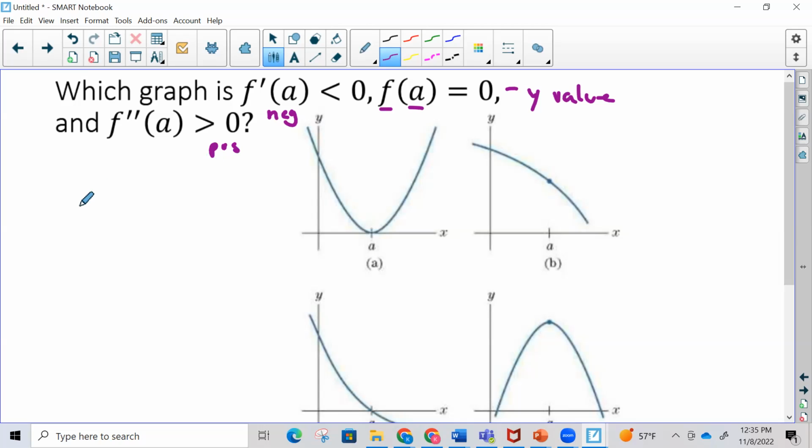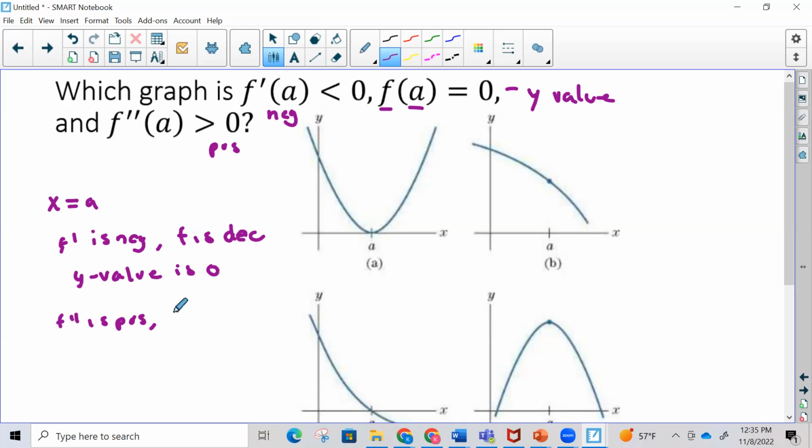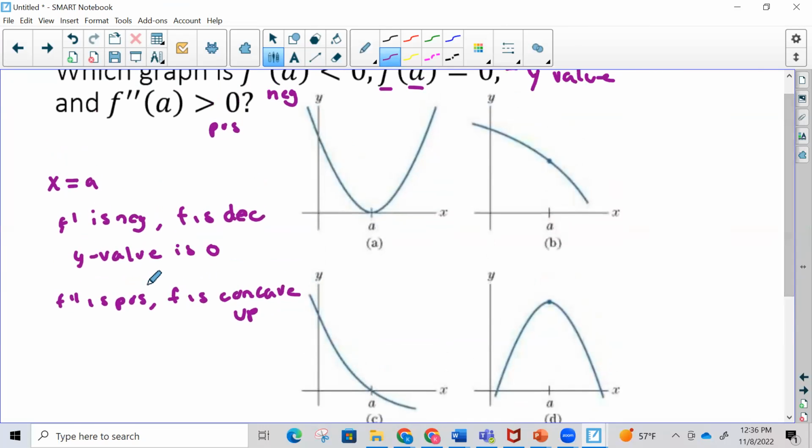So we're saying at x equals A, f prime is negative. Okay, and that means that f is decreasing because the slope is negative. We're saying that the y value is 0. And we're saying that the second derivative is positive, which means f is concave up at that point. So we're looking for the y value at A to be 0. So that would be on the x-axis.